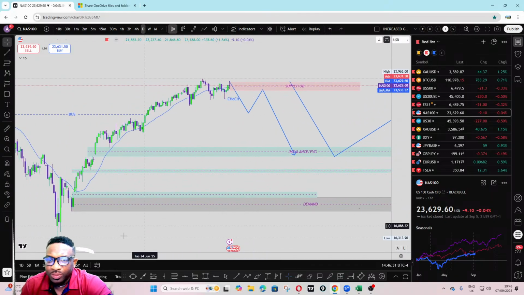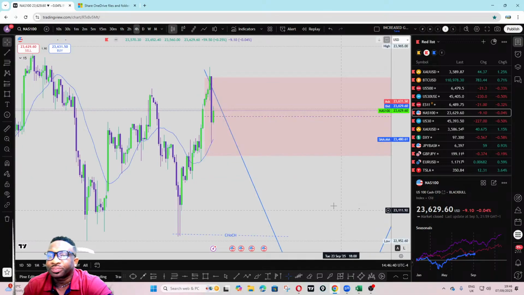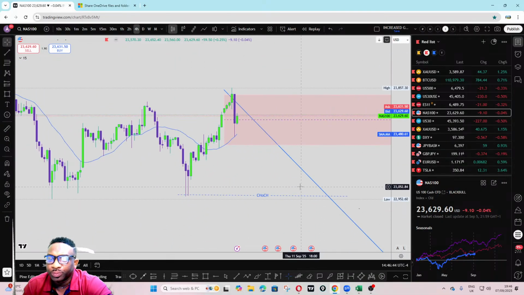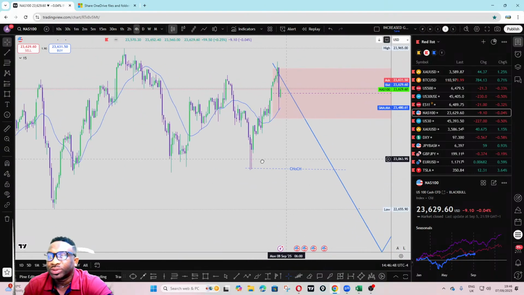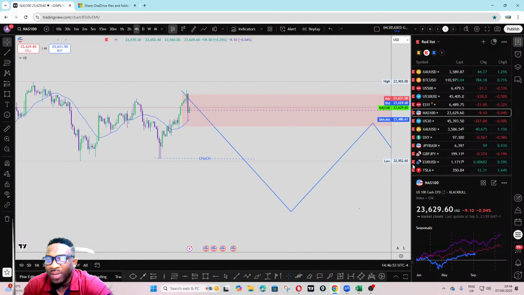So just as I refined it on here, you can further refine it as you step down on the time frame. So step down on the time frames as you go to the lower time frames to further refine your zones that you have marked.